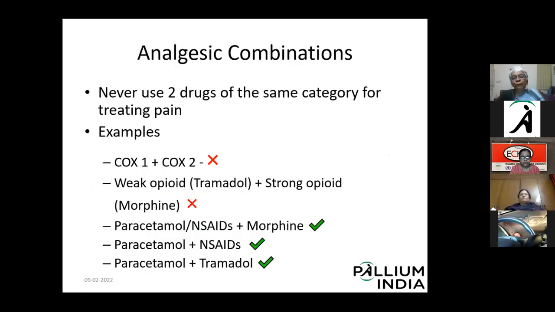So if you look at some of the analgesic combinations, we should never combine a COX-1 and COX-2 inhibitor. That is one analgesic combination that is not logical. Similarly, we should not combine a weak opioid with a strong opioid. So for a patient who's taking morphine, there's no need to add tramadol. But the combinations that are favorable are paracetamol with an NSAID, or paracetamol with tramadol, or paracetamol with a strong opioid, or NSAID with a strong opioid. They potentiate the action of the other drug and can have an opioid sparing effect as well.